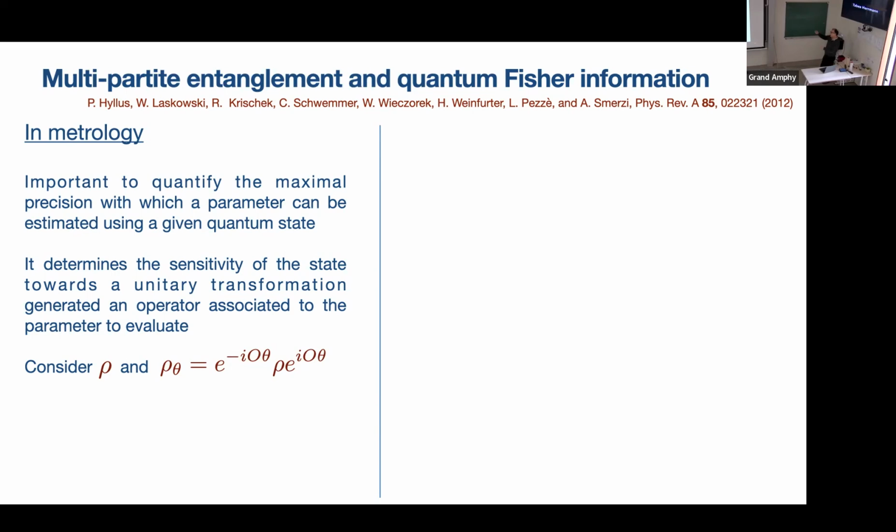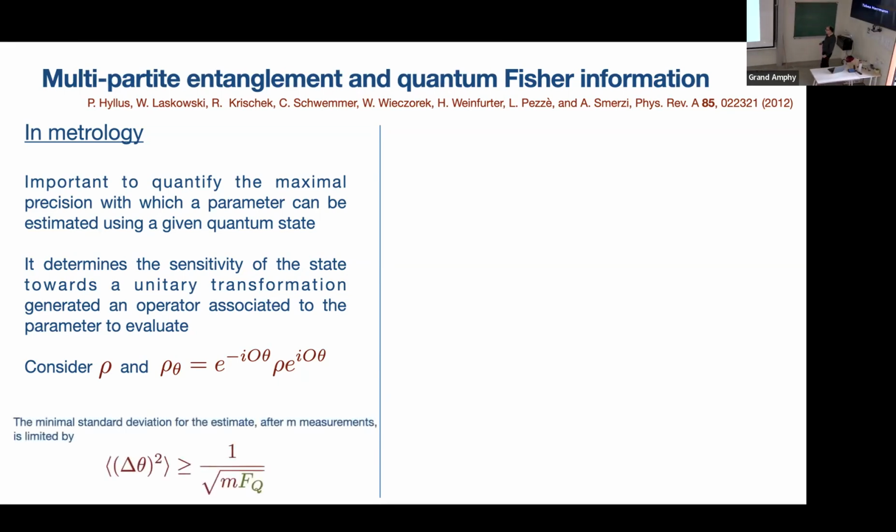Essentially, if you want to measure something, your thermometer or whatever should change substantially in order to appreciate a temperature difference. This is the quantum version of that. And again, in this context, it was shown that if you do m measurements of this variable theta, then the standard deviation of the estimate is bounded by this quantity, which is the Fisher information.